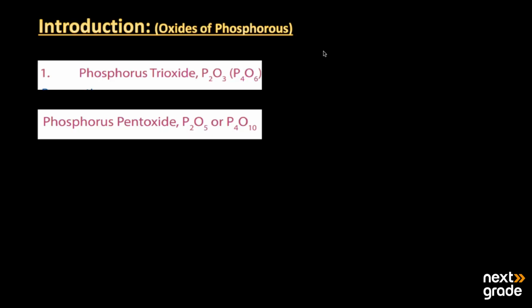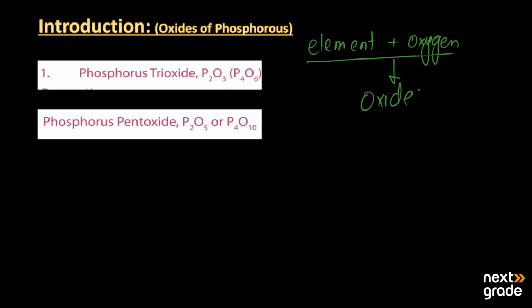So, the topic we are going to discuss here is the oxides of phosphorus in detail. Basically, when we talk about the term oxide, when an element reacts with oxygen, then the product that we gain is the oxide.